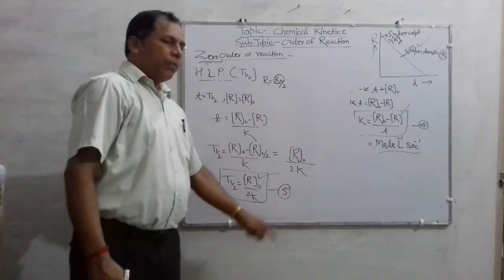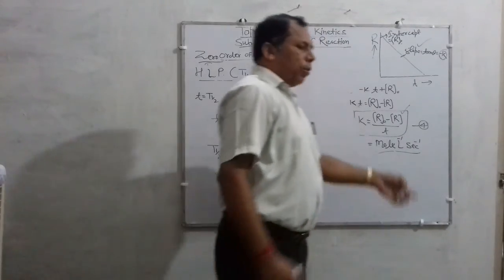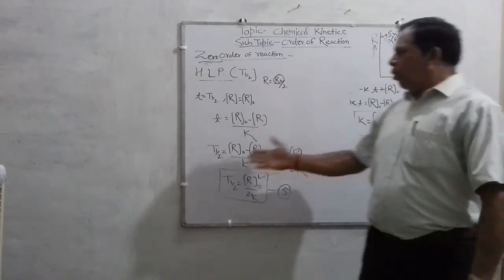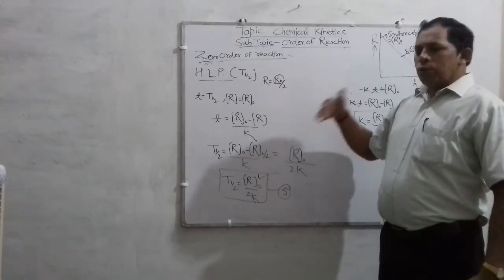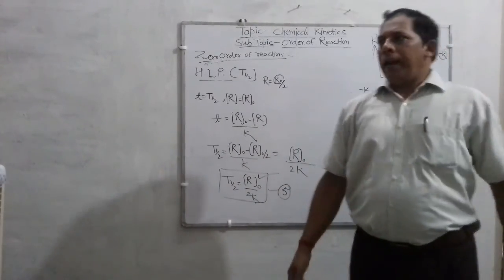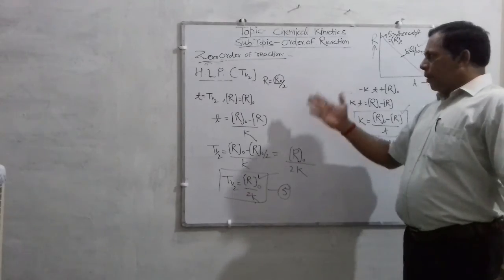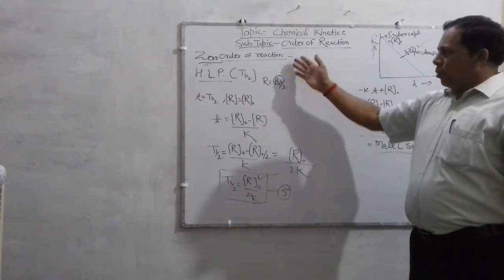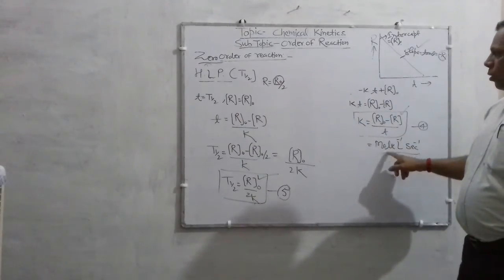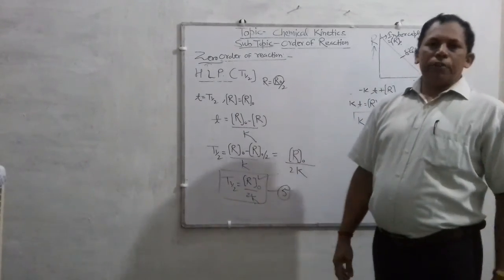On equation 5 and equation 4, many numericals are given in your book. So you have to do more and more numericals so that your confidence becomes good and you are in a position to solve any problem concerned with either the integrated rate equation or half-life period. So that's all for today.